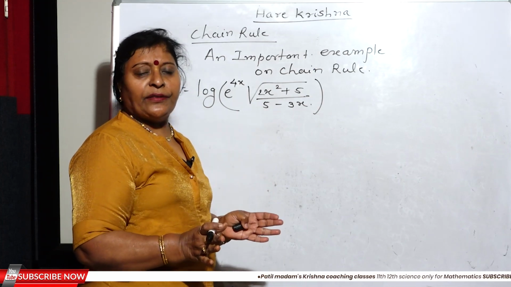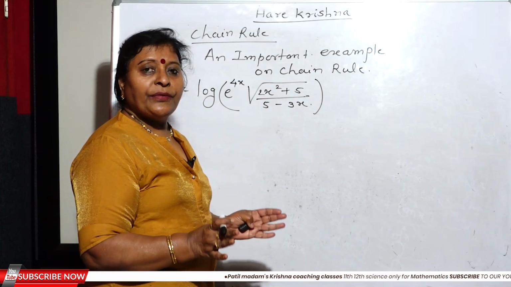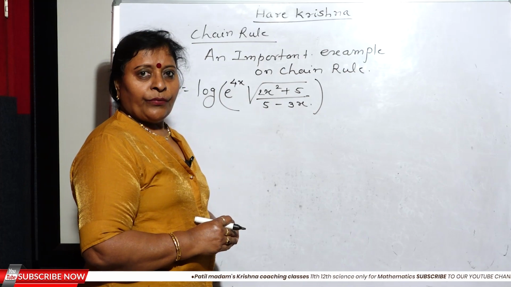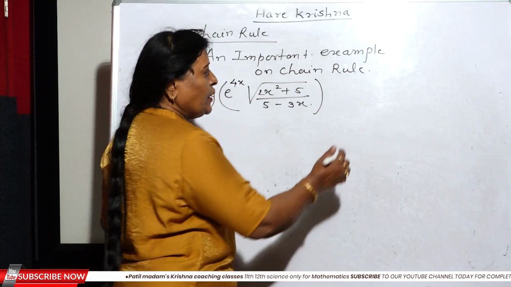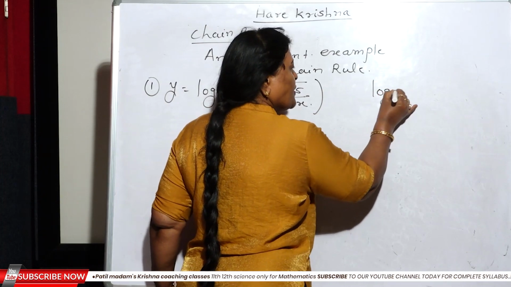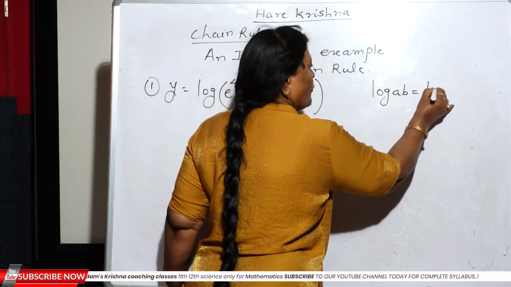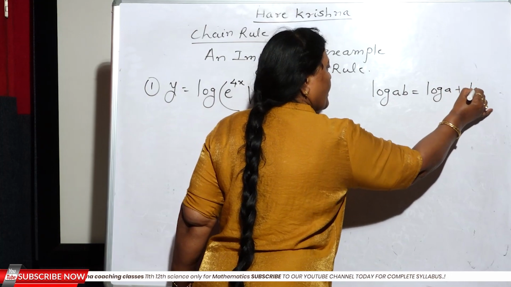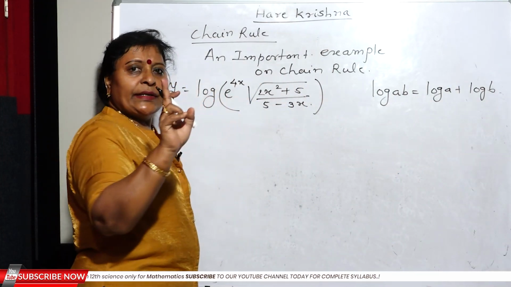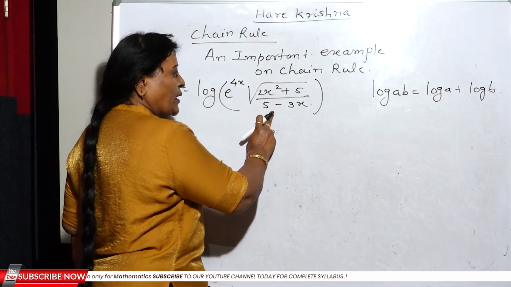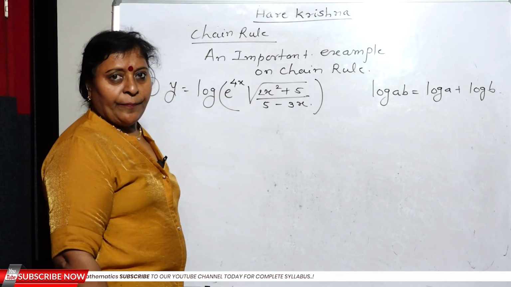First you have to simplify the function with the help of the laws of logarithm. You have to use the laws of logarithm and simplify the function. Now see, you know the first rule, that is log AB. What is log AB? Log A plus log B. Now this e to the power 4x you have to consider as A, and this second function you have to consider as B, right?